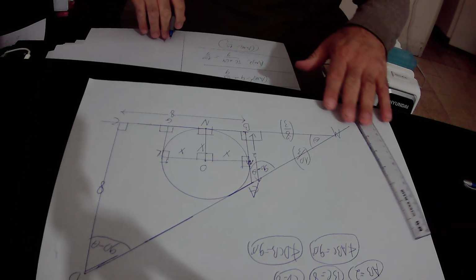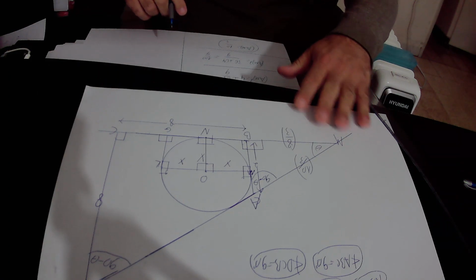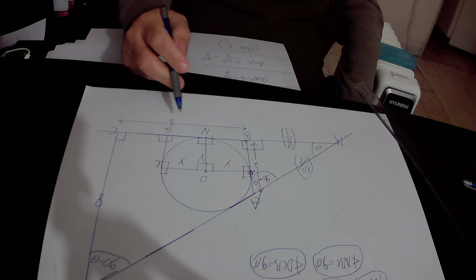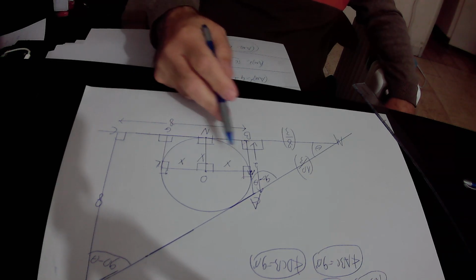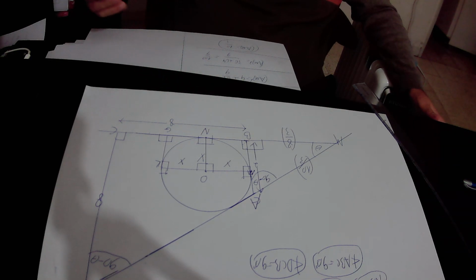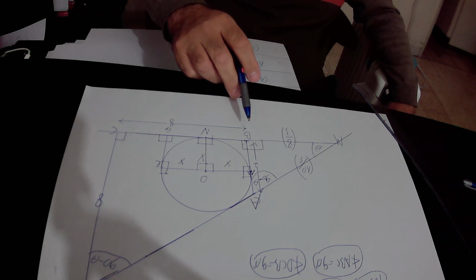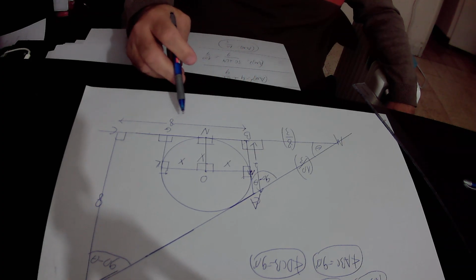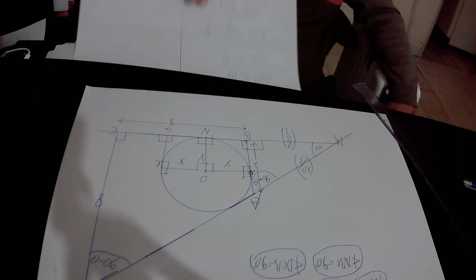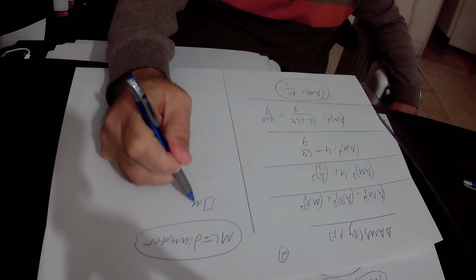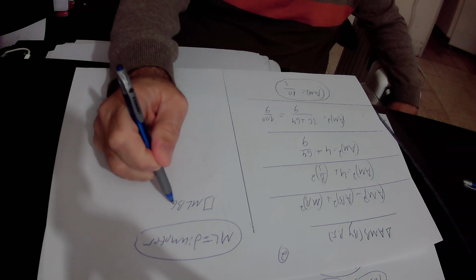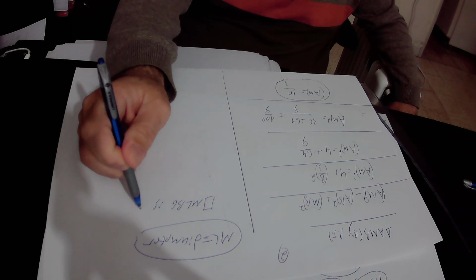In the next step, we'll focus on quadrangle MLBG. Inside quadrangle MLBG, we have 1, 2, 3, 4 right angles. Any quadrangle that has 4 right angles must be at least a rectangle if not a square. So we relate to quadrangle MLBG as a rectangle. Quadrangle MLBG is a rectangle.